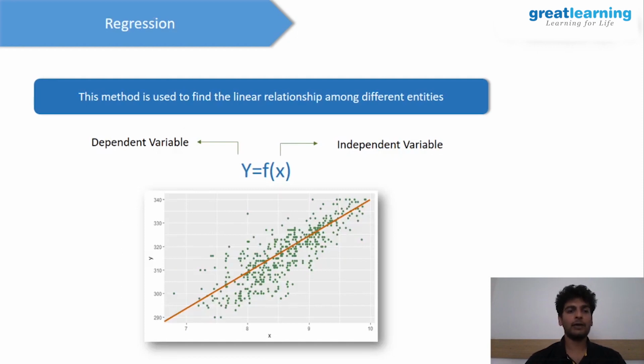Now there is another method known as regression. As it is stated over here, this method is basically used to find the linear relationship among different entities. Over here we have a dependent variable and an independent variable. The dependent variable is denoted with y and the independent variable is denoted with x. In regression, if I put in some random value of x, we would have to get a value of y for that. So this is what is basically known as regression. For an arbitrary value of x, we are trying to find out a corresponding value of y.